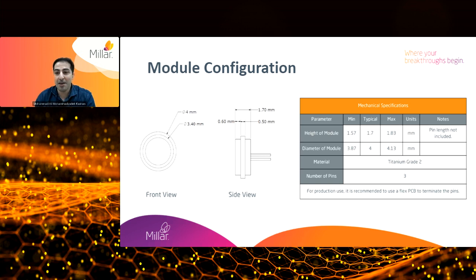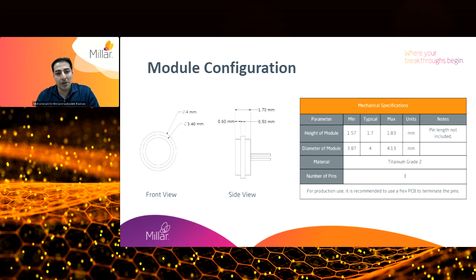Now let's review the dimensions and form factor of Tysons, which can be customized to fit your specific integration needs. The module is about 1.7 millimeters tall, not including the length of the pins. It has an outer diameter of about 3.4 millimeters and includes a flange with an OD of about 4 mm, which can be added or removed from the design based on integration needs.